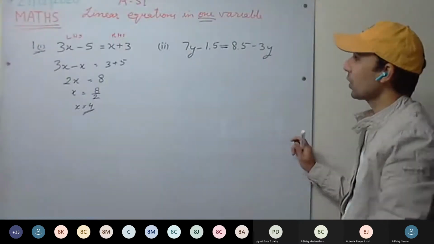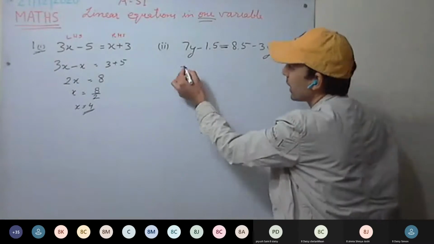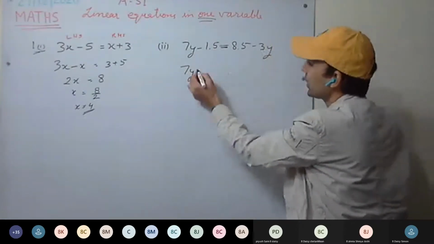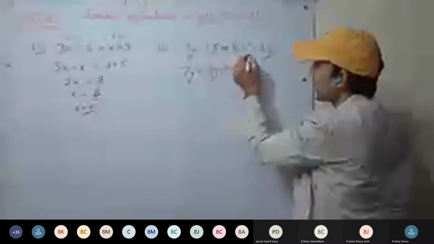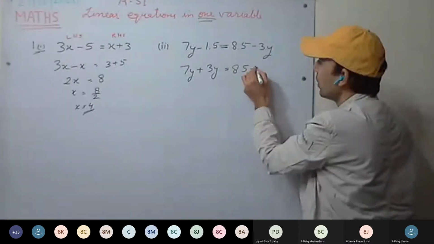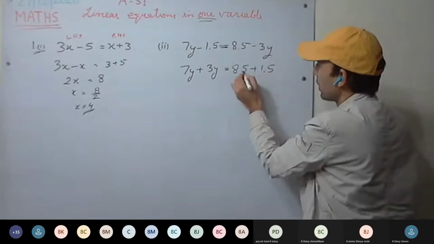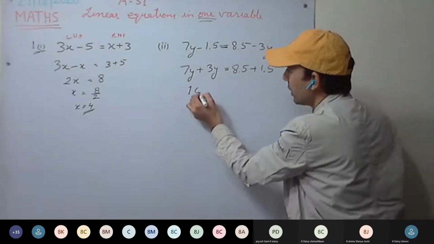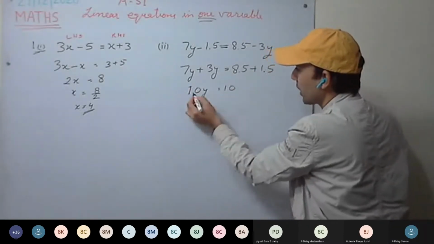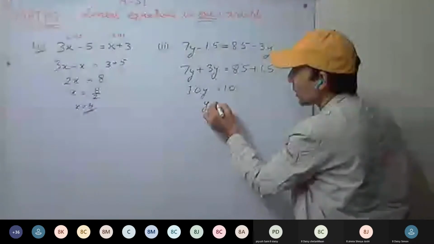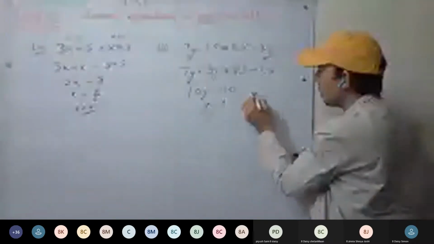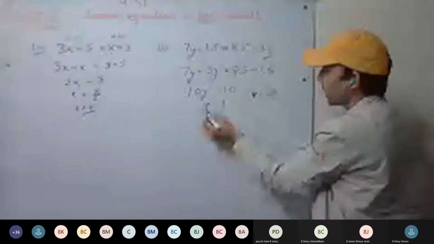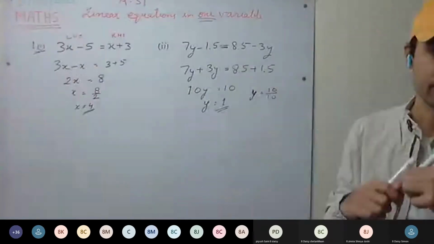Okay, now see how to solve. All the y terms on the left hand side. 7y minus 3y, it will become plus 3y. Minus 1.5, when we move to the right hand side, it will become plus. 10y is equal to 10. Now 10 gets cancelled, y equal to 1. Or you can write one more step, y equal to 10 upon 10 and y equal to 1.